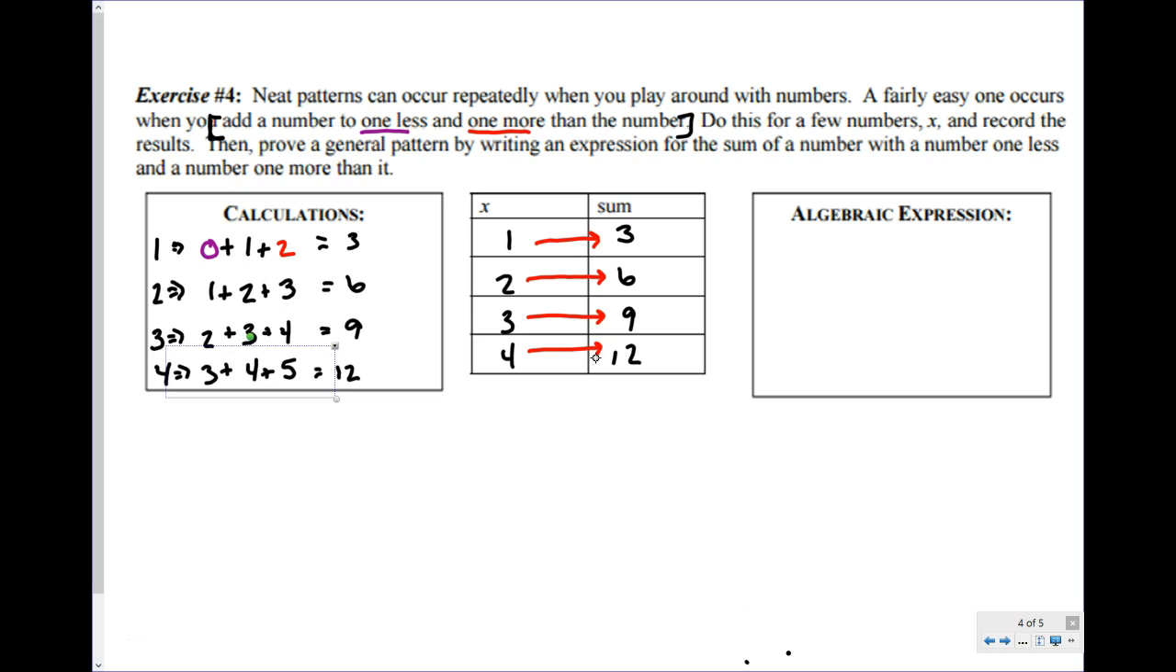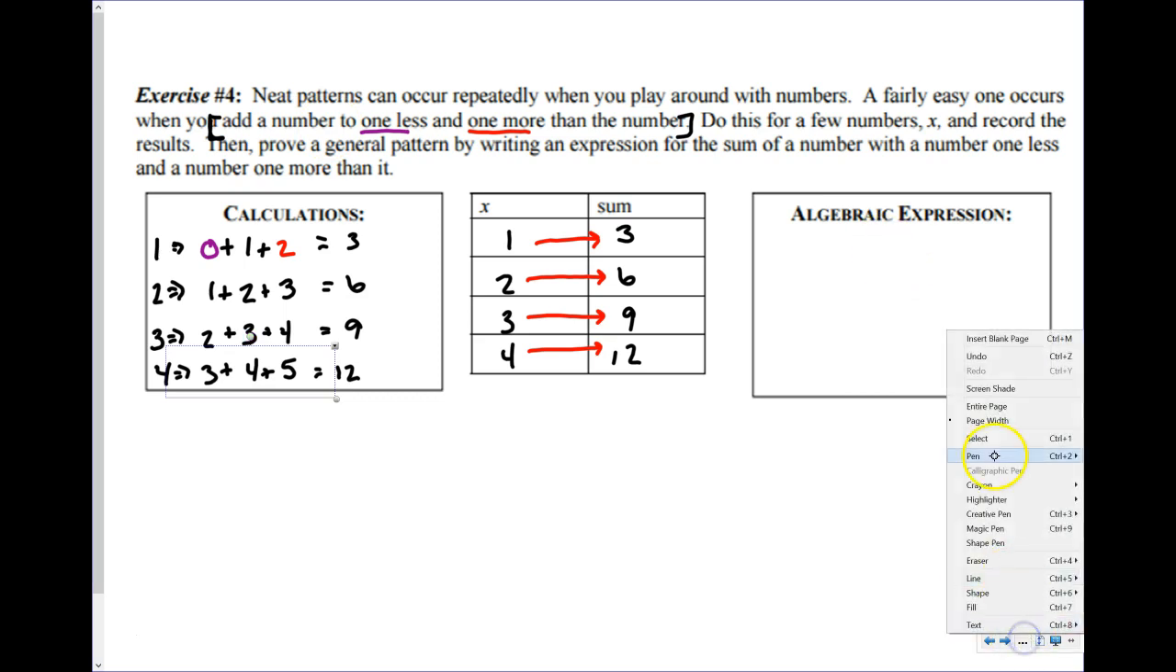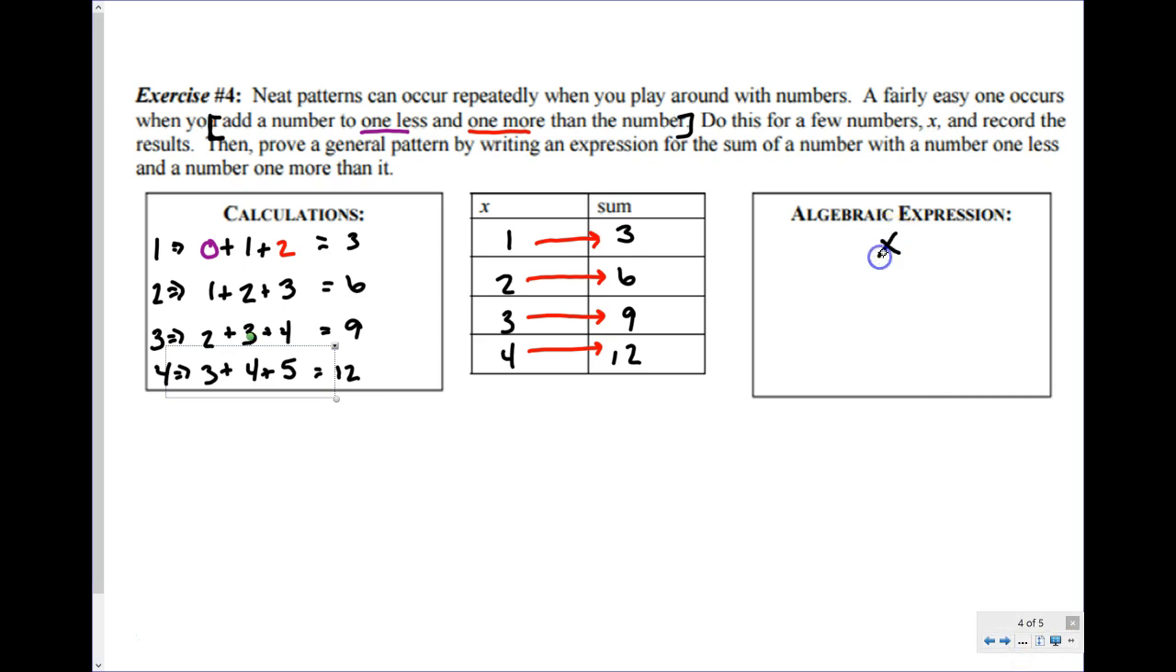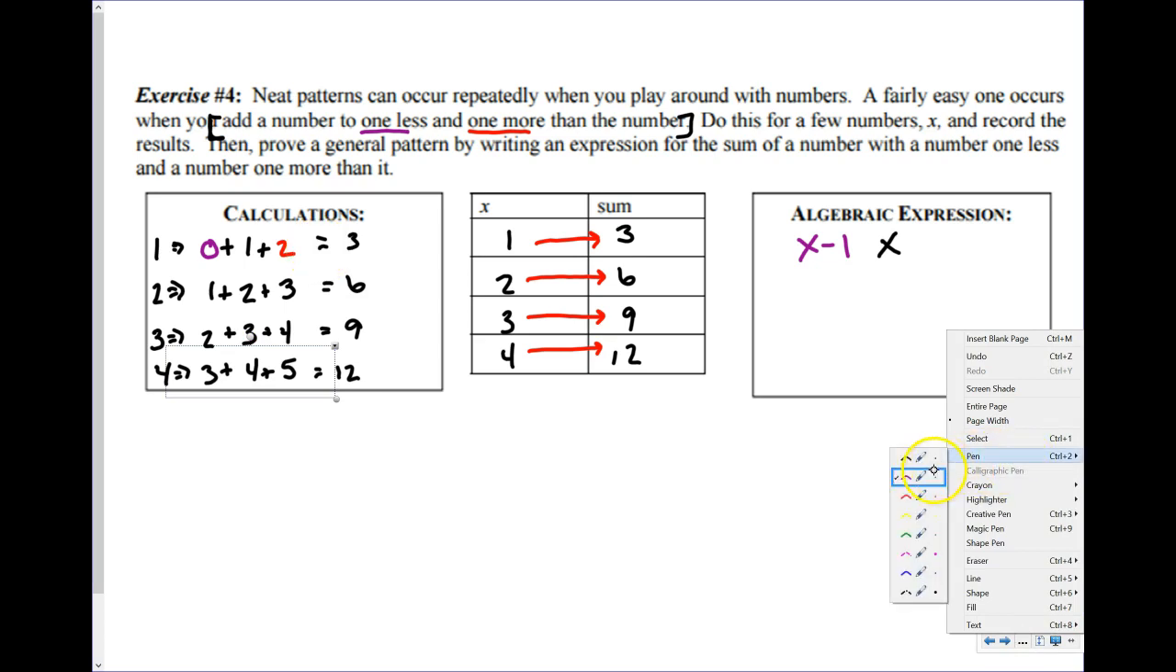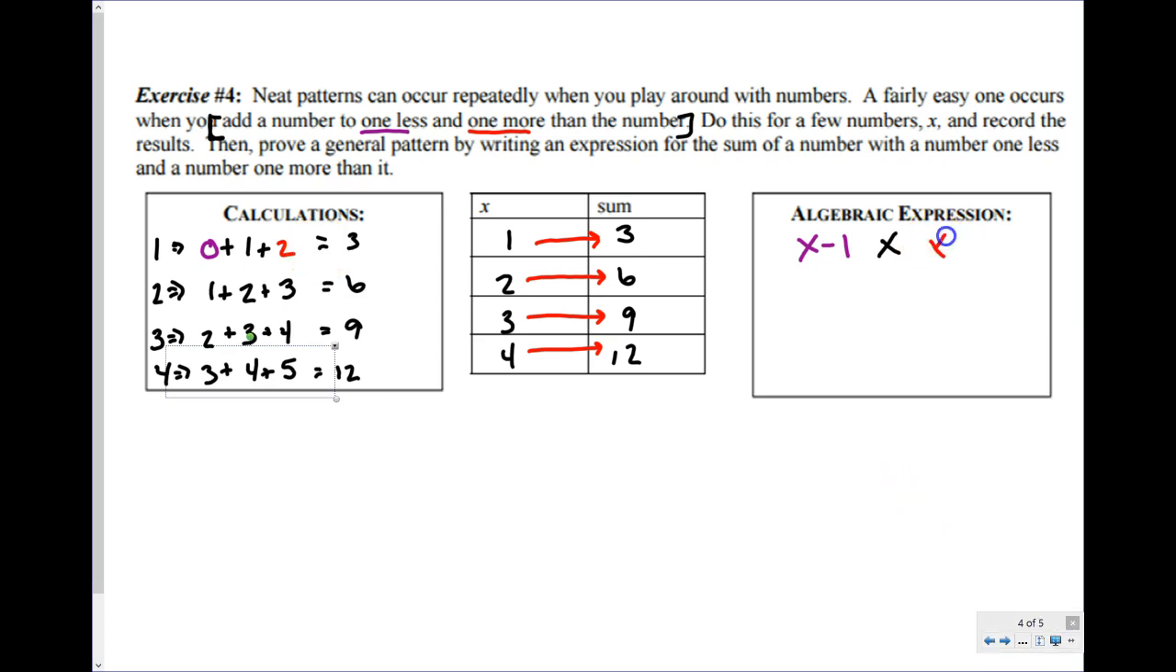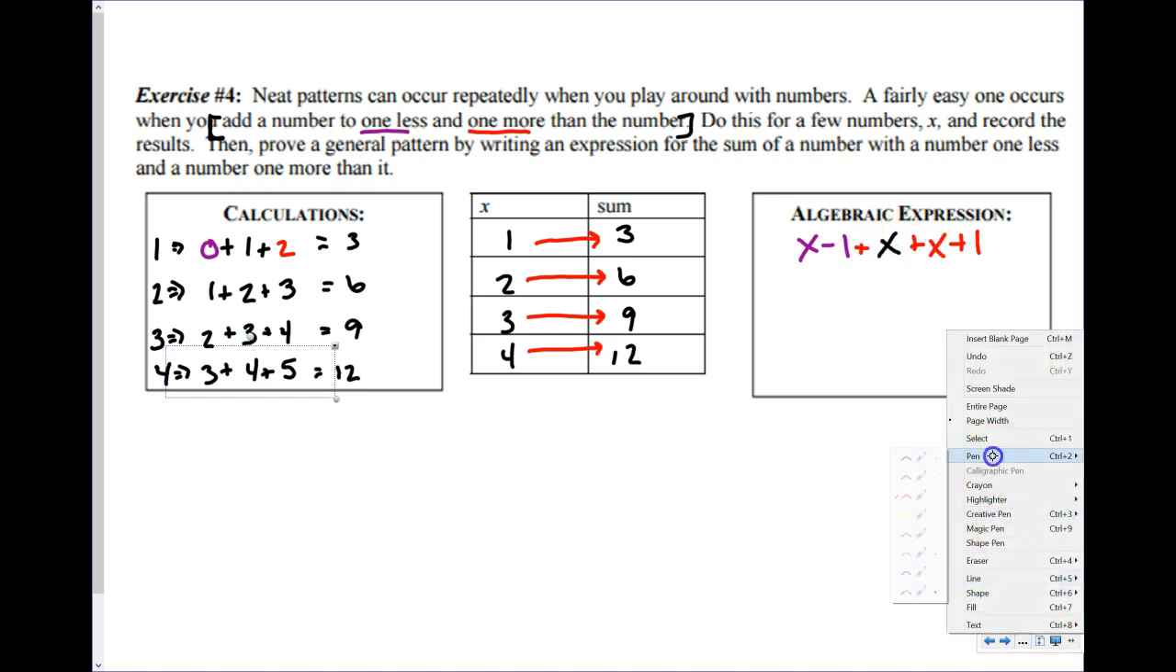So let's turn that into an algebraic expression. My original number is x, correct? I start with x. And what did I do in number 1? What did I do to get this 0? I did 1 less than x, correct? Well, how do I write 1 less than x? That would be x minus 1. And how did I get the red number 2? That was 1 more than x, so I had x plus 1. And then I just added those two things together, correct?